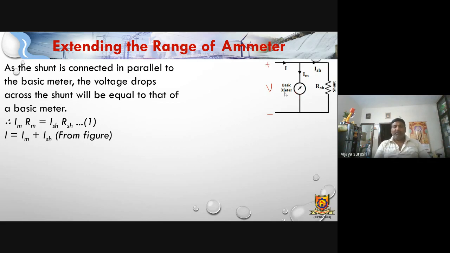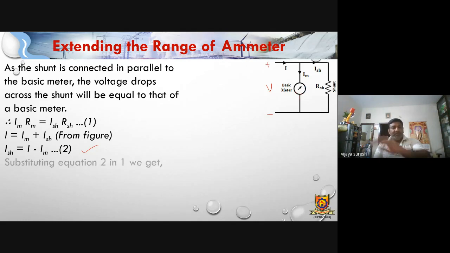From the figure, the total current I is equal to Im, the current flowing through the meter, plus ISH, the shunt current, the current flowing through the shunt. Then we need to know how much current should pass through the shunt. So we are going to calculate ISH. From I equals Im plus ISH, ISH equals I minus Im.